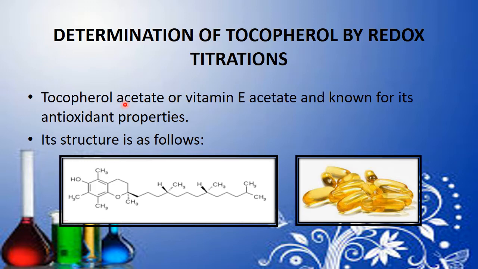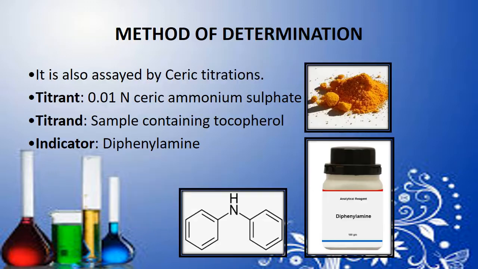Coming towards another application, that is the determination of the tocopherol by redox titration. Tocopherol acetate or the vitamin E acetate is also known for its antioxidant properties. Its structure is shown in this figure. The titrant used is the ceric ammonium sulfate. The titrand is the sample containing the tocopherol, and the indicator used is the diphenylamine. The diagrams of all of the three are shown here.